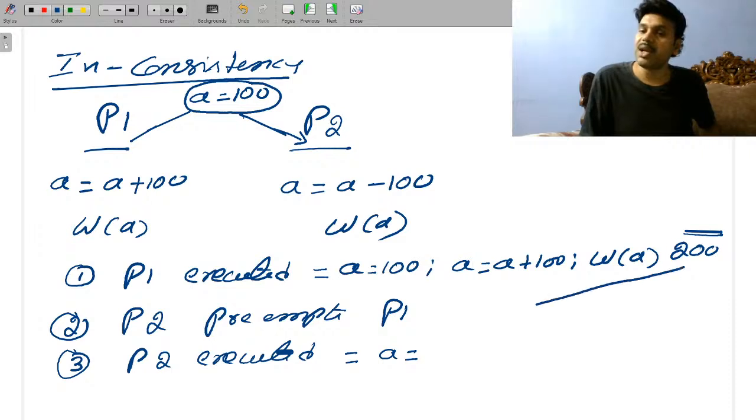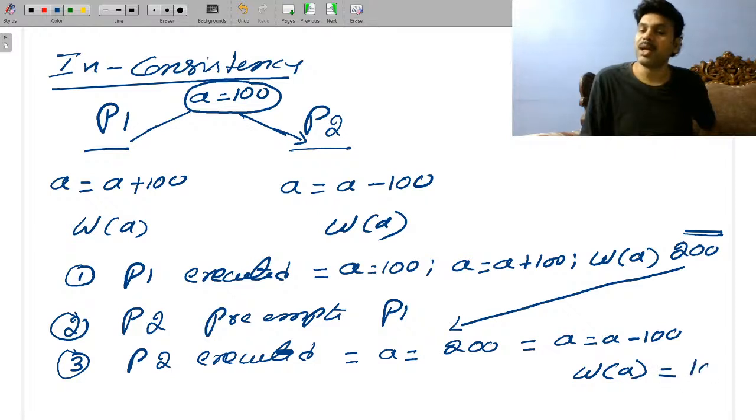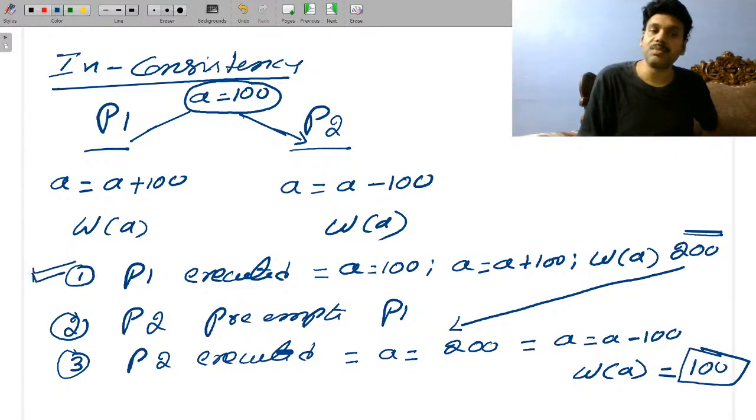If he reads the A value from the buffer, this is the value he will read. I say that A is equal to 200. I am doing a decremental operation, that is A is nothing but A minus 100. Again, if I say W of A, then it goes back to the starting value. So there is an inconsistency for P1, because I performed a write operation and somebody performed the reverse of it. Therefore, you see that there is an inconsistency.